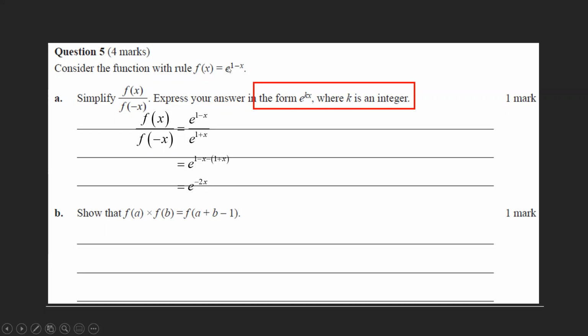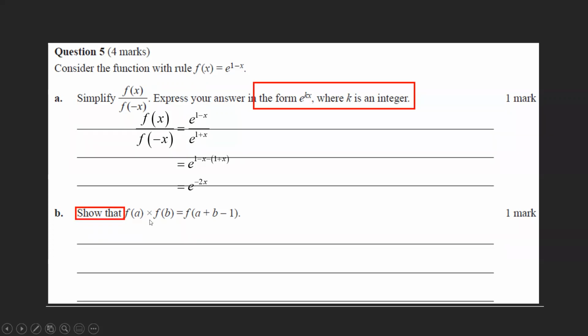So you just plug in e to the power of 1 minus x and e to the power of 1 plus x. Negative cancels with negative, okay? And you're subtracting the indices, okay? Make sure you put a bracket here. That's a common place for students to make mistakes, I suppose.